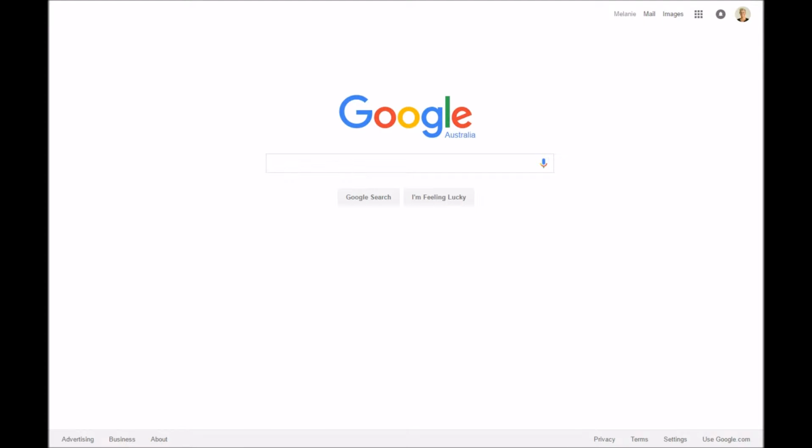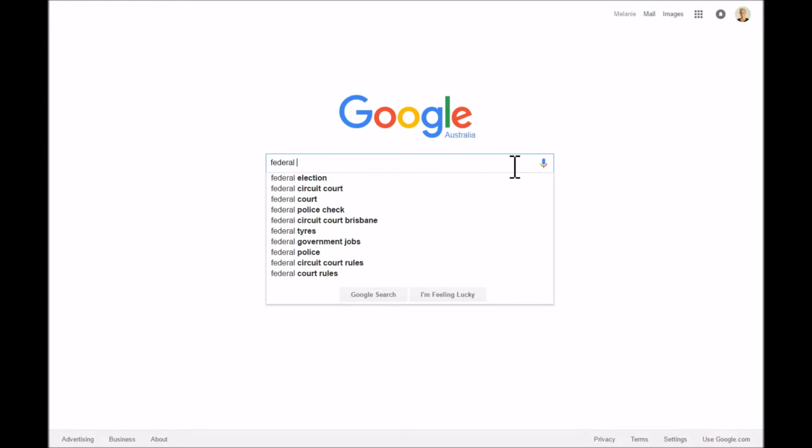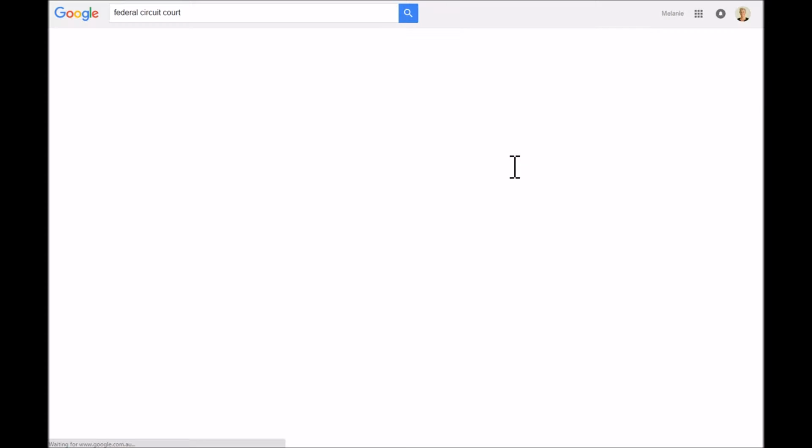My name is Melanie Thorley and this is part 3 of how to enforce a decision from the Fair Work Commission. Now last week we learned how to fill in the application. This time we're going to look at that Form 5 small claims form. So we're just going to go to Federal Circuit Court again. We're going to do this really quickly.